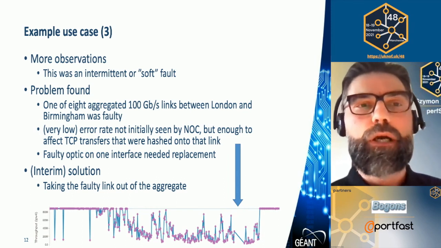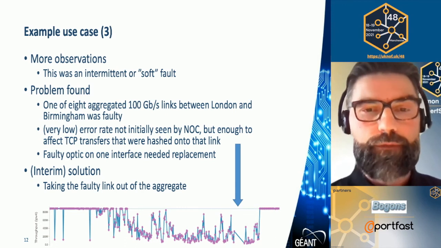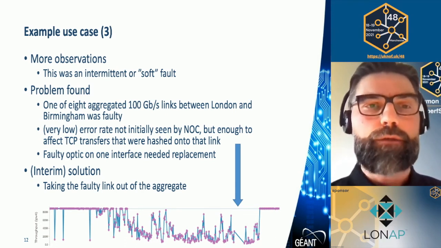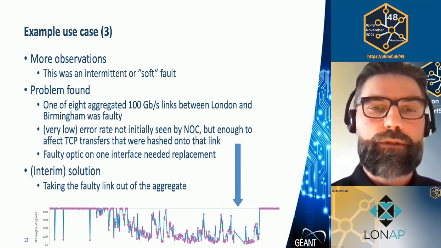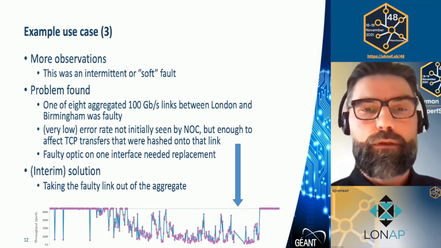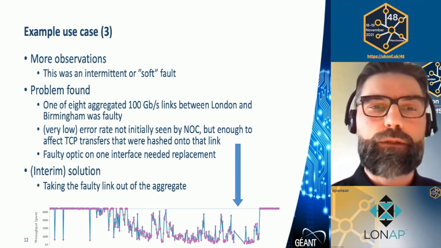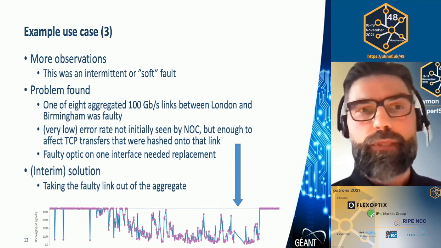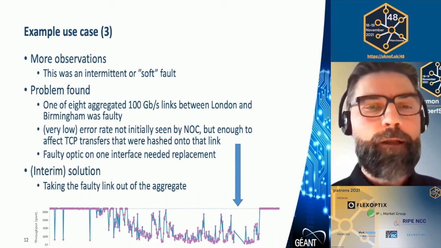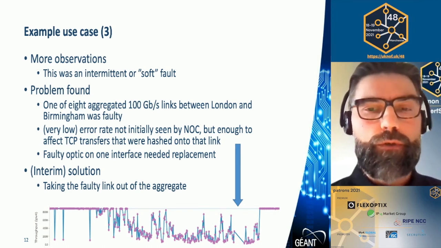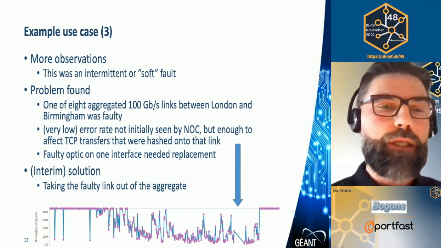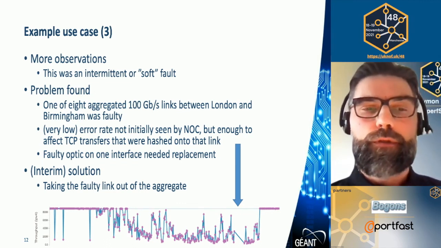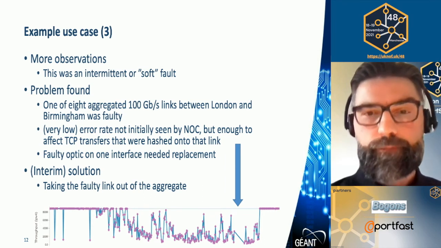So you obviously know that if there is even a small packet loss on such a long distance, it can really impact the TCP transfers. And the additional problem was that this was the hashed link on the aggregated links. So it wasn't just always impacting the transfer, but one of 8. So finally, they knew that it's on this link, and the interim solution was to take the faulty link out of the aggregate. And again, the throughput and all the measurements were correct. Next slide, please.